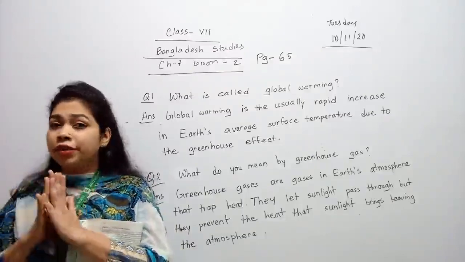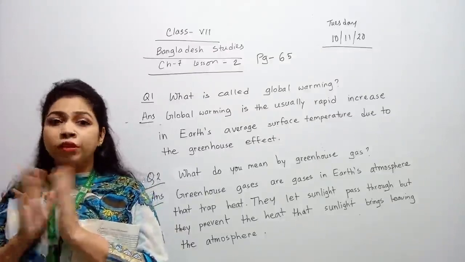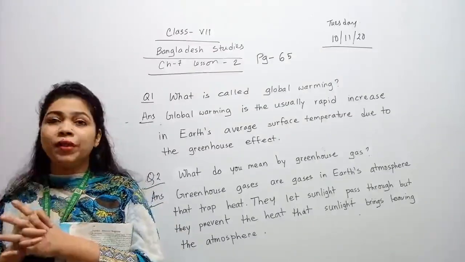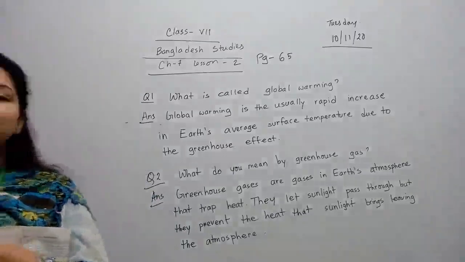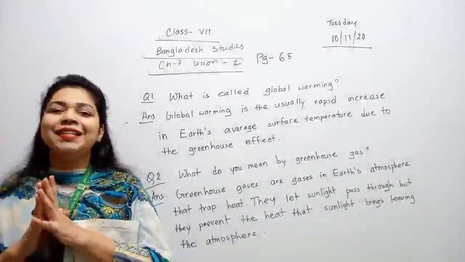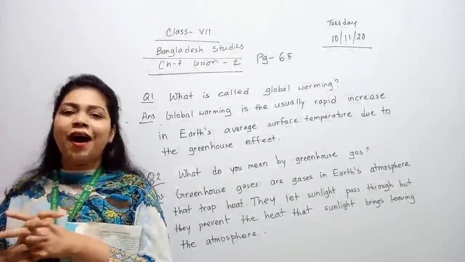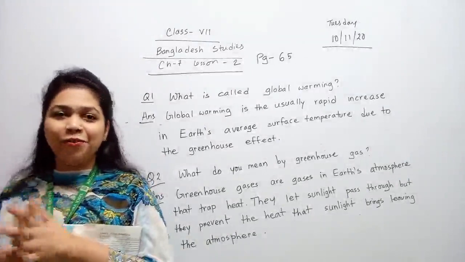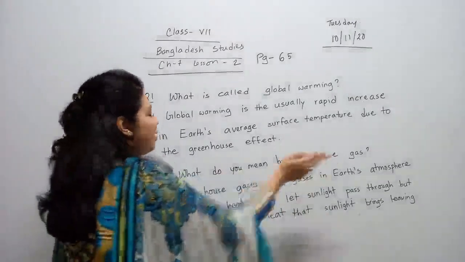The winters are decreasing. The winters are not as cold as before. Maybe this year we can have a cooler winter, I guess, because global warming has decreased because of the situation that we are all suffering. I don't know. Maybe. Okay, what do you mean by greenhouse gas?